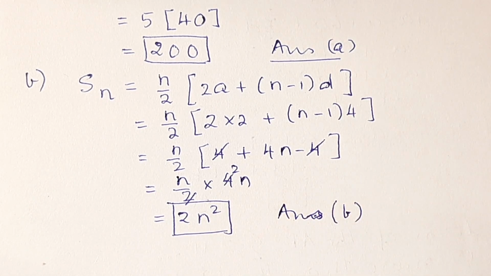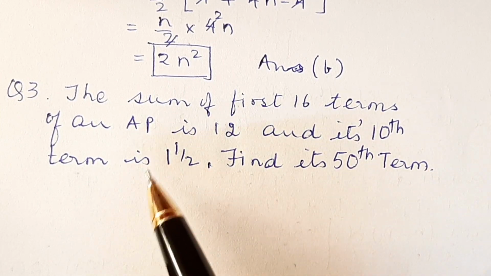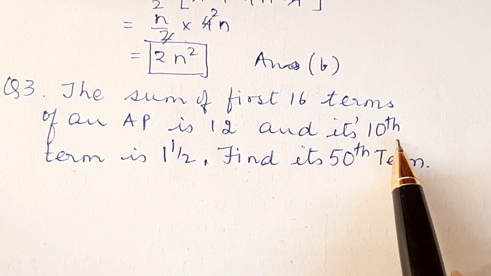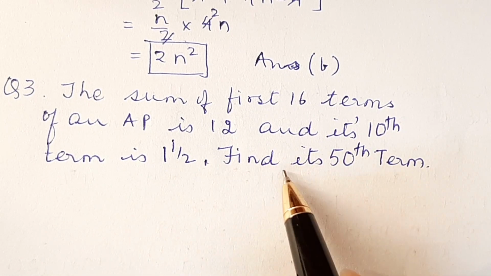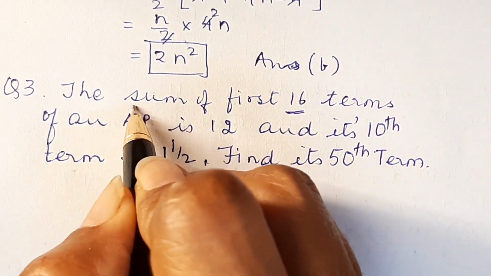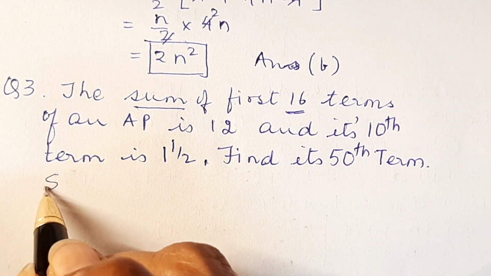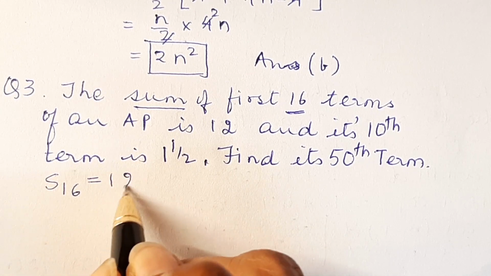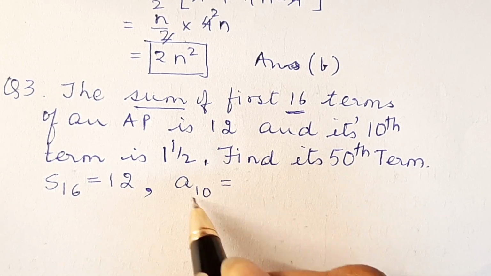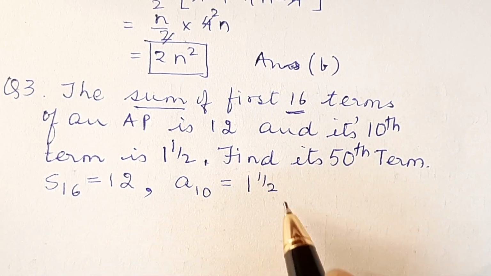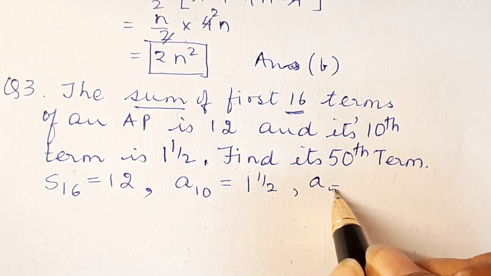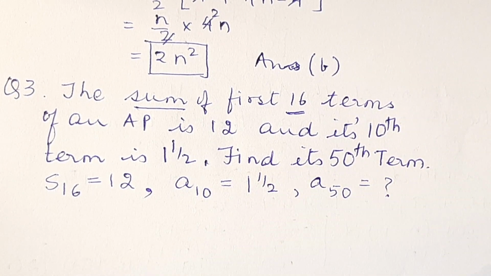Let us come to question number 3. The sum of first 16 terms of an AP is 12 and its 10th term is 1.5. Find its 50th term. What have we been given? Sum of 16 terms, that means S16 has been given as 12. 10th term is A10, you can call it T10 as well, is 1.5. And you have to find its 50th term, which means A50 is going to be how much?